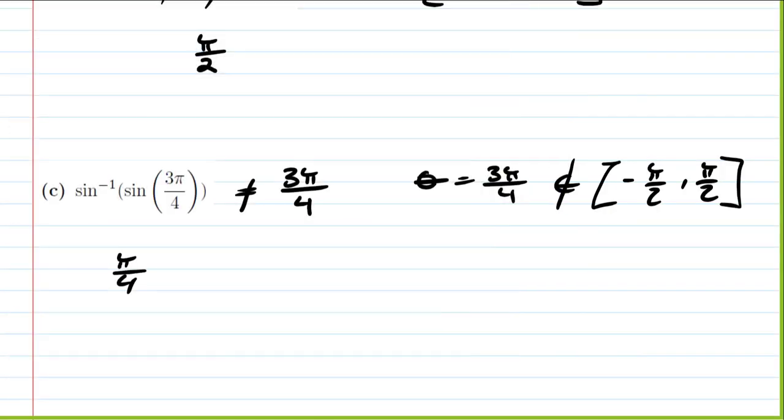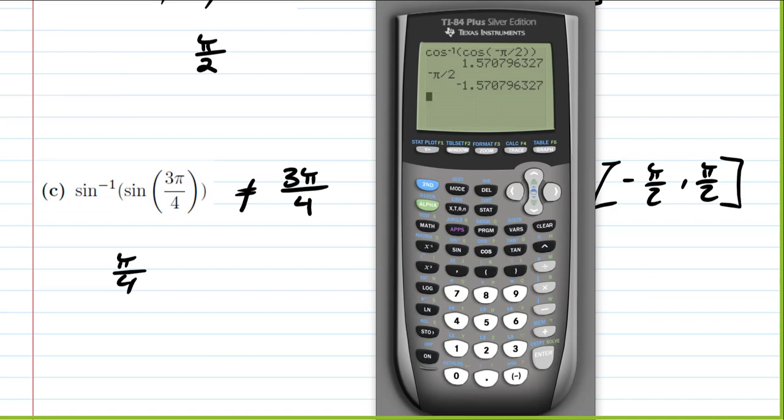So if we test this on our calculator, we'll see that the sine inverse of the sine of 3 pi divided by 4 is this. And if we check 3 pi divided by 4, yeah, definitely not that, but if we do check pi divided by 4, that works. So it returned the angle that was in the appropriate range, which was negative pi over 2 to pi over 2, which would be pi over 4.